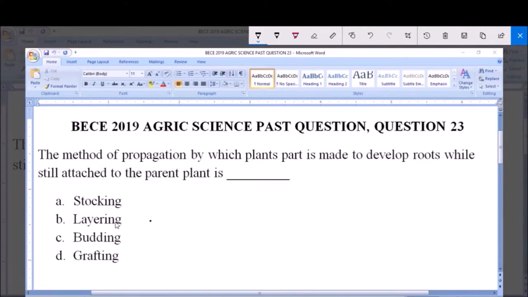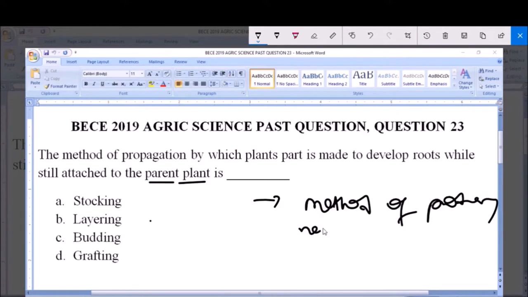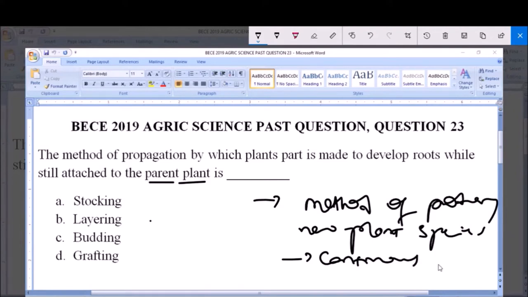Now we are asked to pick which actually represents the method of propagation by which plants are propagated through their parts, making the parts develop roots whilst they are attached to the parent plant. Plant propagation is simply a method of producing new plant species, or ensuring continuous growth of plants, that is, to prevent extinction of such species.